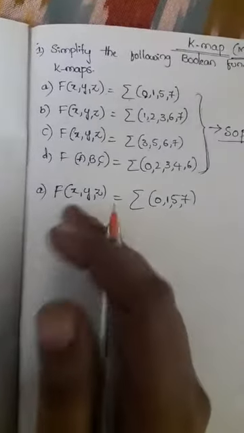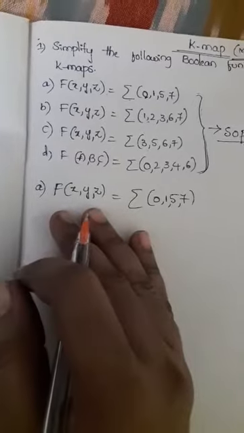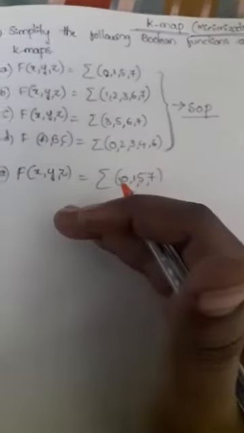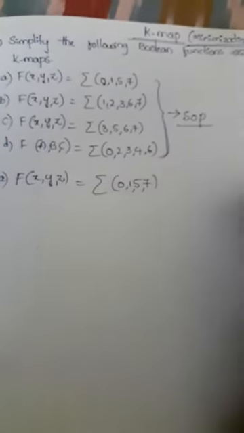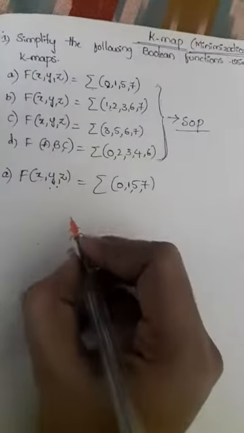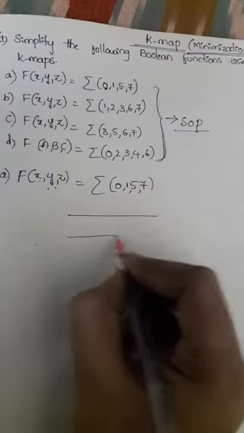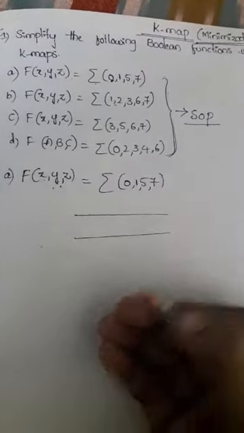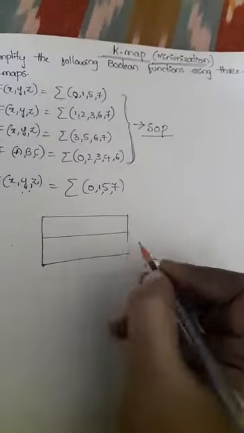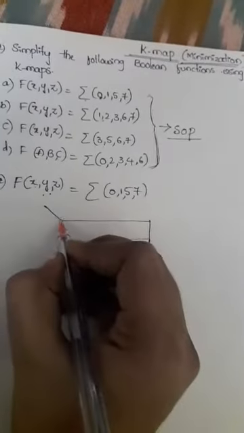Here just observe, this consists of three variables, so we have to consider a three variable K-map. Depending on the variables we have to consider the K-map, so here we mention only three variables. As already mentioned, that is a three variable K-map. You can take it either horizontal or vertical, that is your wish. I take a horizontal K-map.